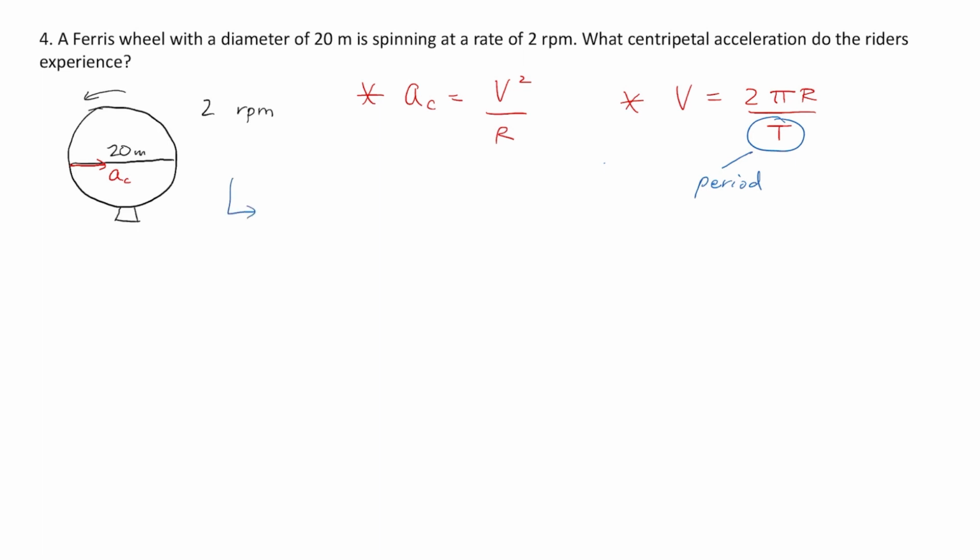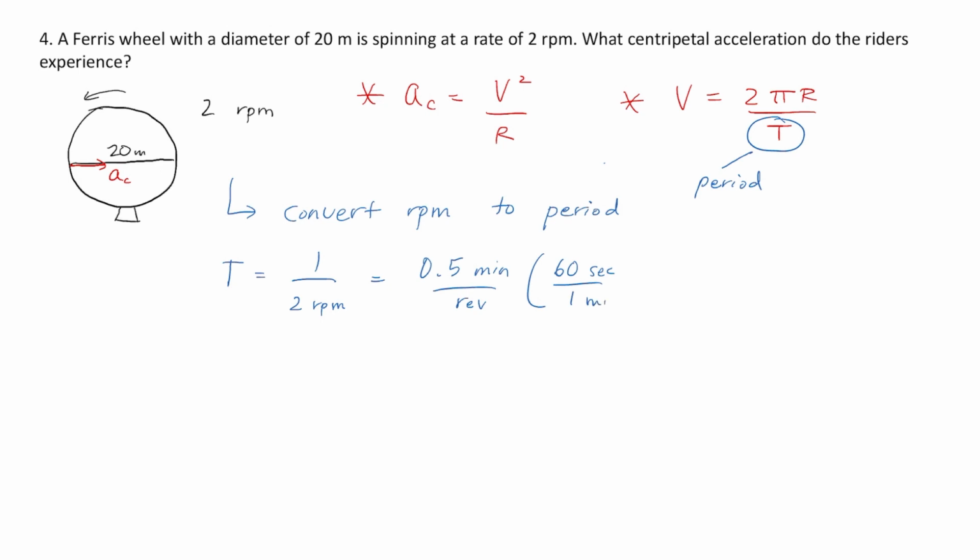Now we were told that the Ferris wheel is spinning at 2 RPMs. So how do we convert RPM to period? Well, all you need to do is take 1 divided by the number of RPMs. When we do that, we get 0.5 minutes per revolution. And now the period should always be in seconds, so I just need to do a unit conversion. And what we find is that the period is 30 seconds.